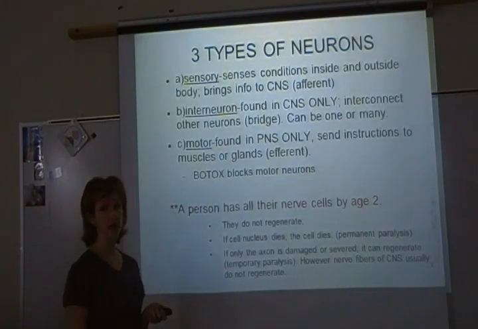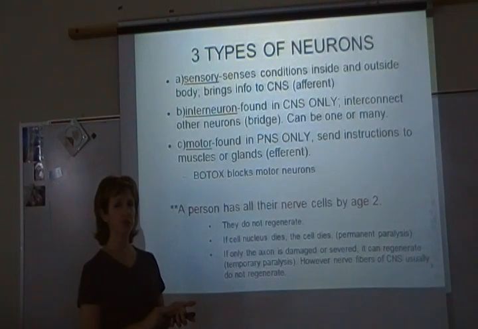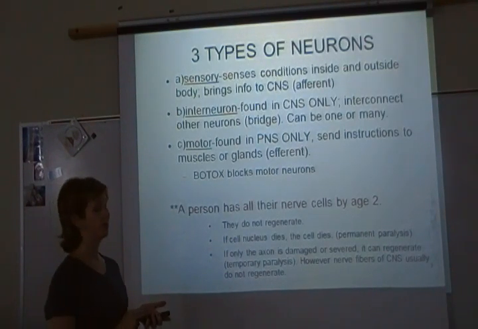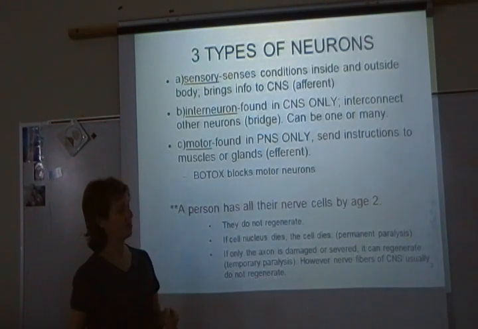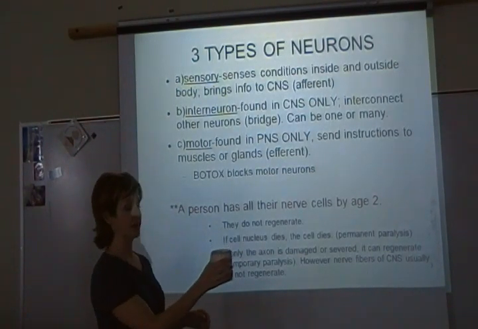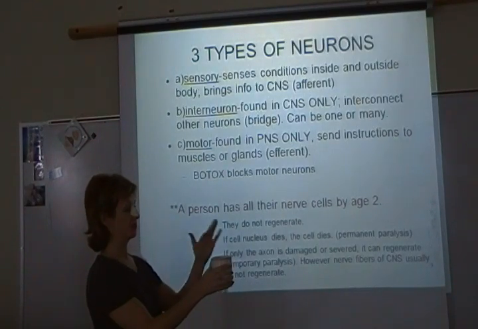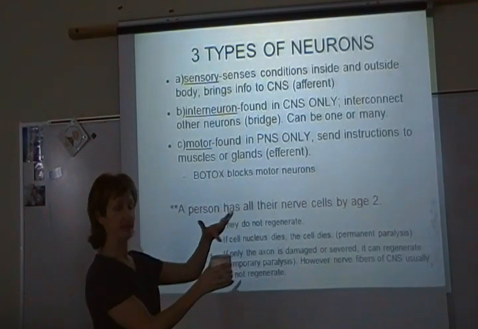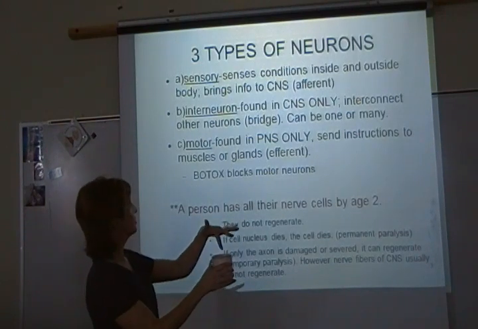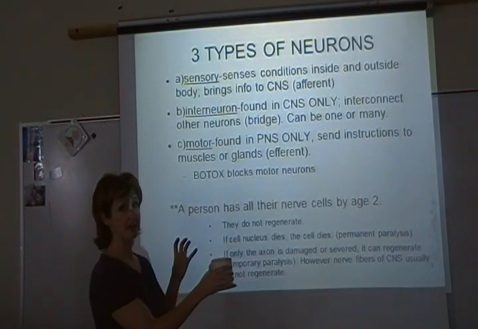Now there's three different types of neurons. You have your sensory, interneuron, and your motor neuron. The sensory neuron, if we go back to my same example with my hot cup of coffee, picks up the incoming information. It senses the outside world, the surrounding world, and it's going to bring the information back toward the CNS.